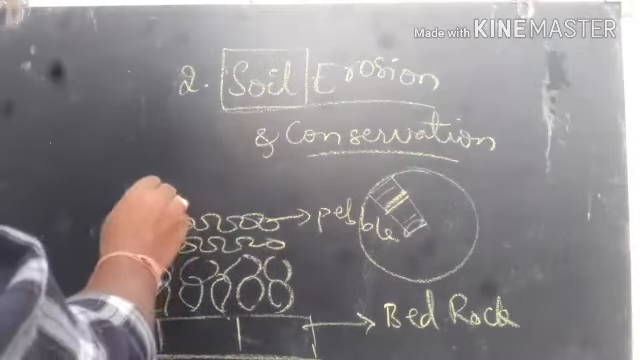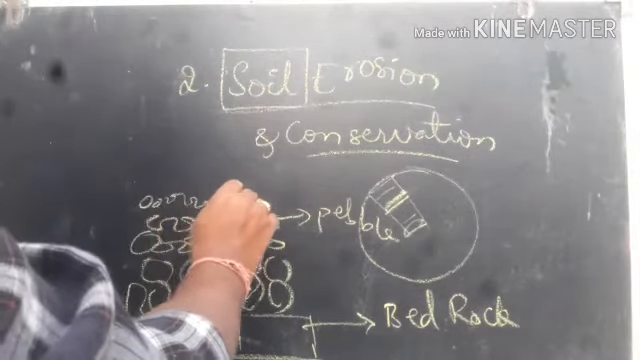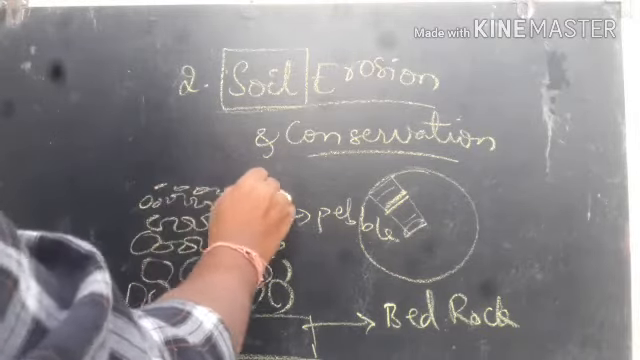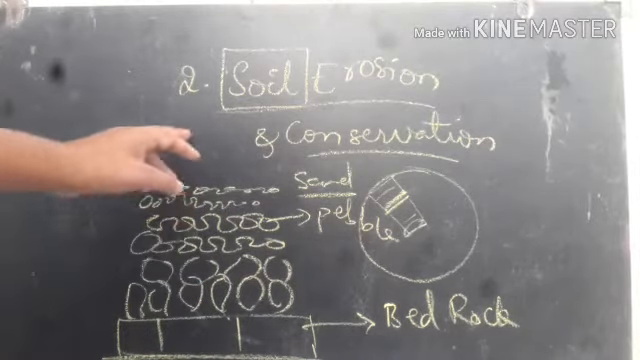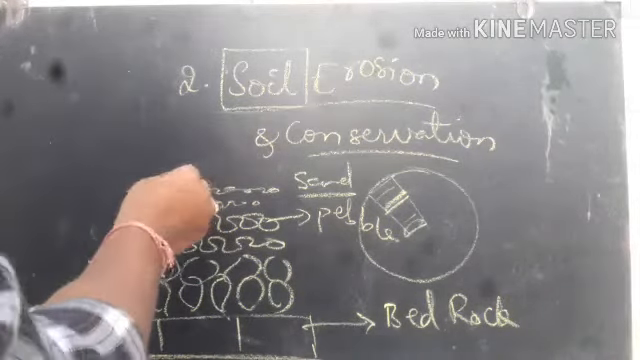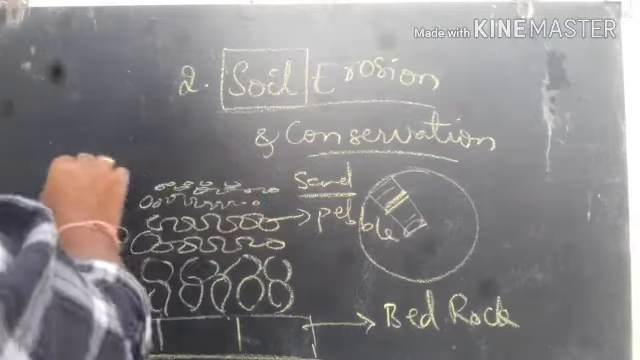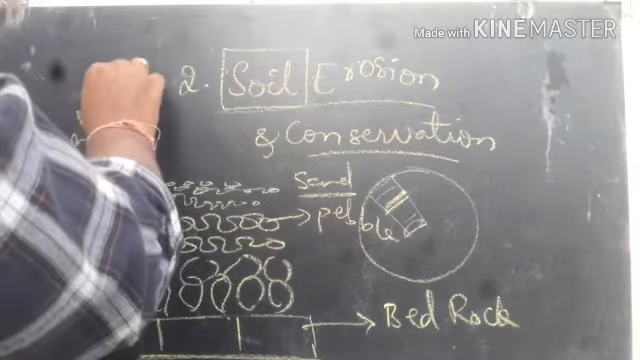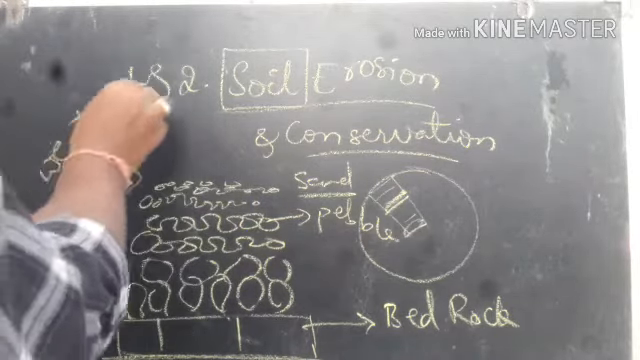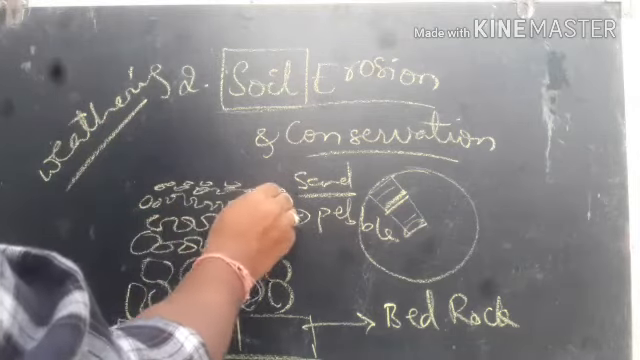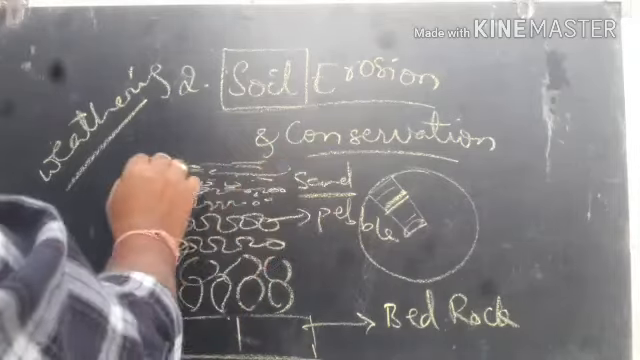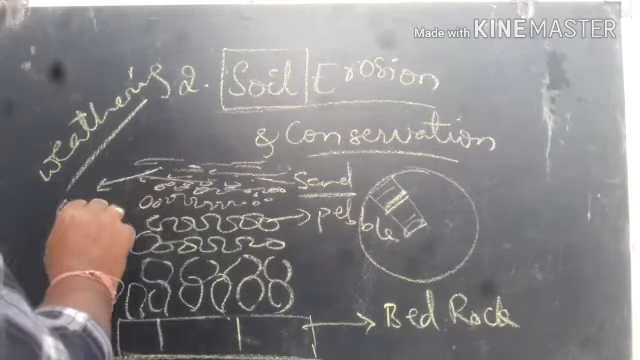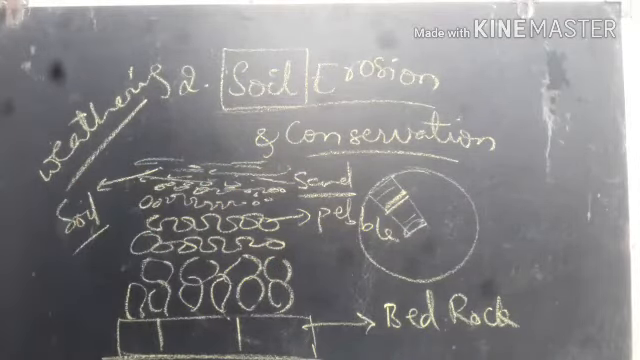And again exposed to the weather and climatic conditions, they become small sand particles. वो अब सैंड बन गया, पेबल्स सैंड बन गया. बाद में ये भी एक्सपोज होके वेदरिंग प्रोसेस, it is called the weathering process. By the weathering process, even the sand becomes small particles, and we call it soil. It is soil. So how is the soil formed?